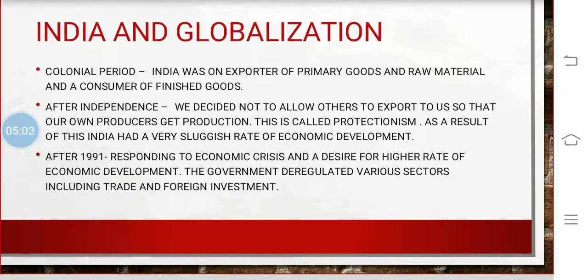And then, because of these economic problems, what happened in 1991? Reforms. We accepted certain reforms, especially the LPG reforms. So globalization, liberalization, privatization, these were the reforms that were introduced in India because of the financial crisis. And we had a desire for a higher rate of economic development. So India embarked on economic reforms in the year 1991 in order to deregulate various sectors, and we wanted foreign investment in our country. We wanted some rich foreign countries or rich companies to invest in us.